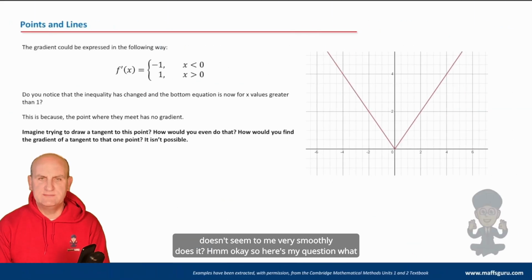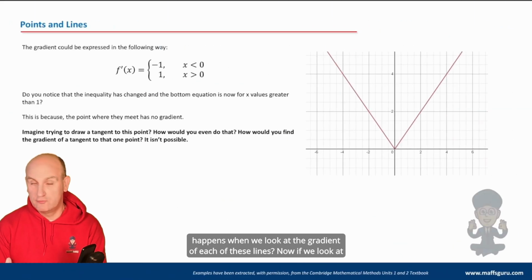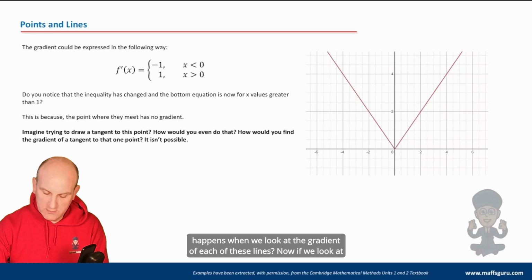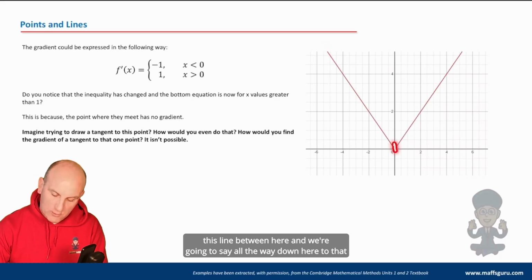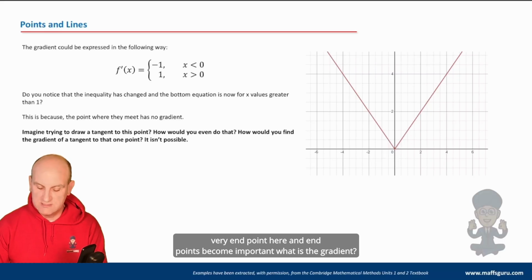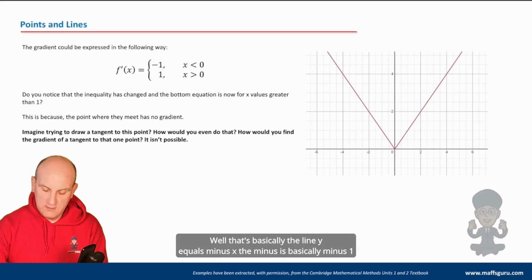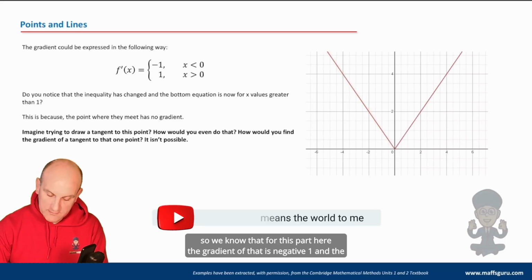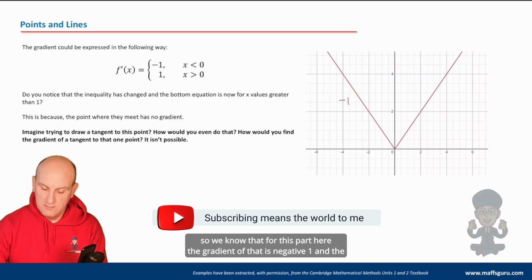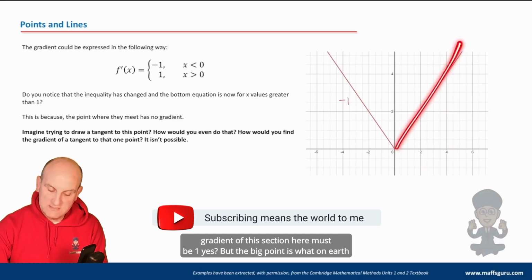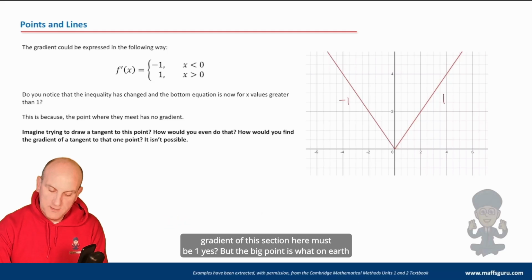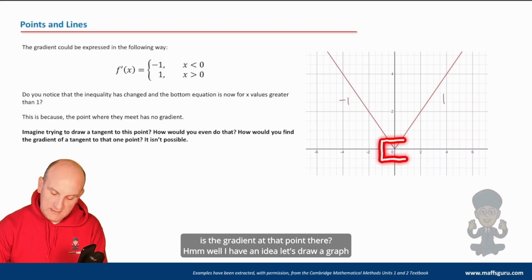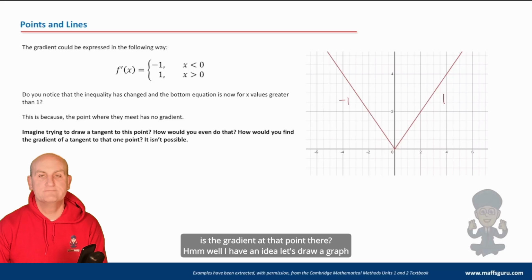Okay, so here's my question. What happens when we look at the gradient of each of these lines? Now, if we look at this line all the way down to that very end point here, and endpoints become important, what is the gradient? Well, that's basically the line y equals minus x. The minus is basically minus 1. So we know that for this part here, the gradient is negative 1. And the gradient of this section here must be 1, yes? But the big point is, what on earth is the gradient at that point there?